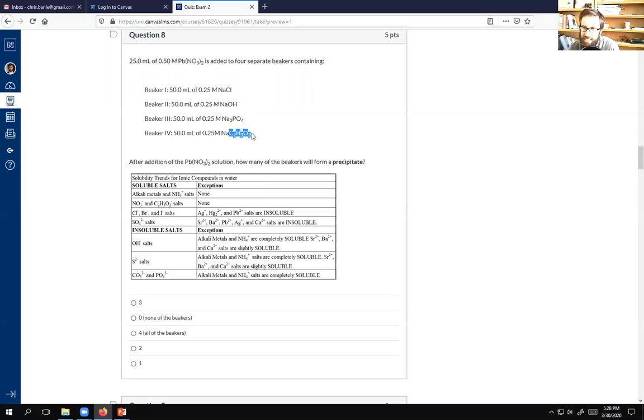Last one is sodium acetate. Sodium nitrate, again, is soluble, but is lead acetate insoluble? So we go down here and look at soluble salts. Acetate is soluble, and there are no exceptions. So that one's not going to make a precipitate. The first 3 are, and so our answer is going to be 3.